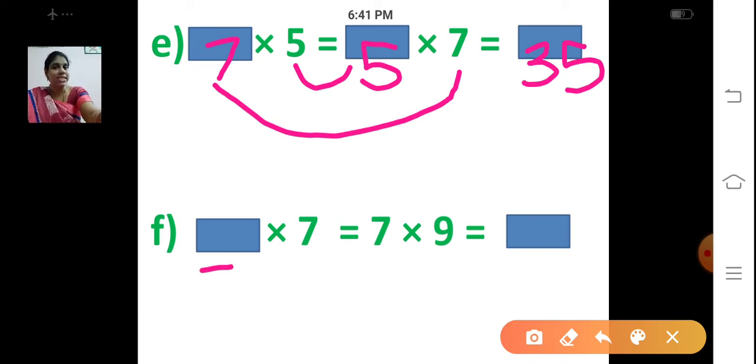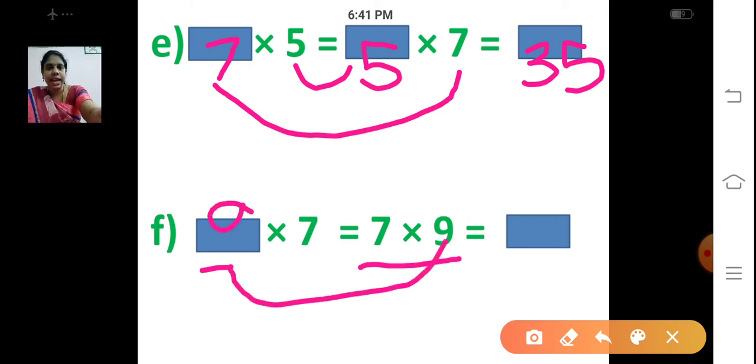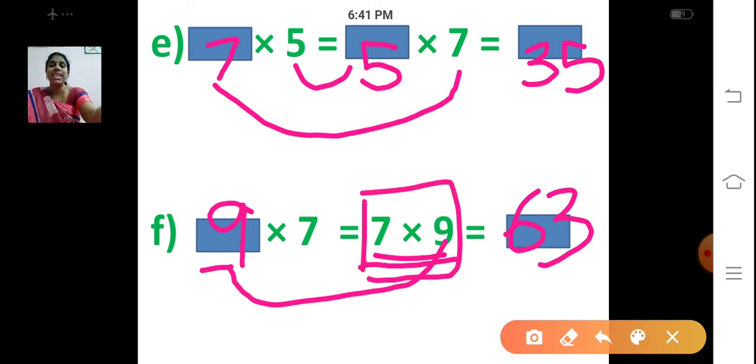Now last sum. Just see, dash into 7 is equal to 7 into 9. Now change the order in this. So 9 into 7. 9 7s are 63. 7 9s are 63, you know the 7 tables, right? So dash into 7 is equal to 7 into 9. Now we change the order, 9 into 7. So 7 9s are 63. Write down 63 inside the box.